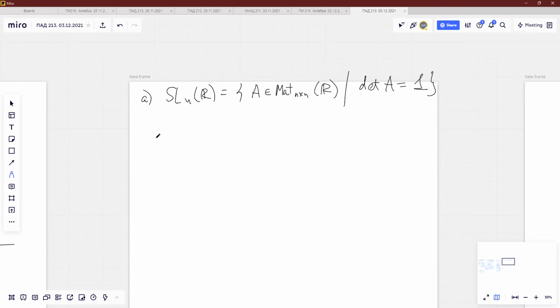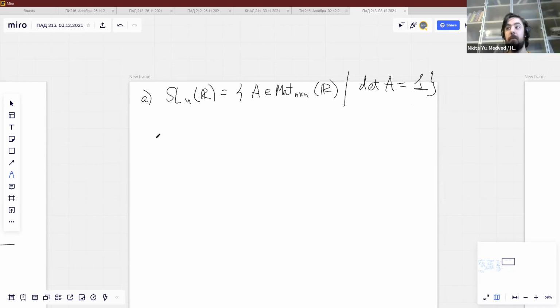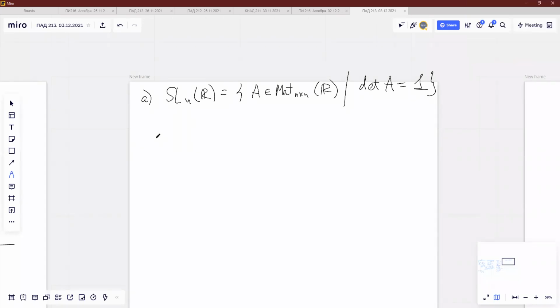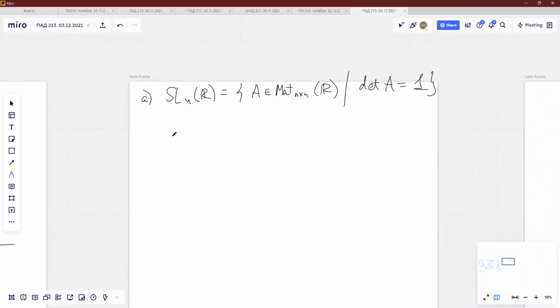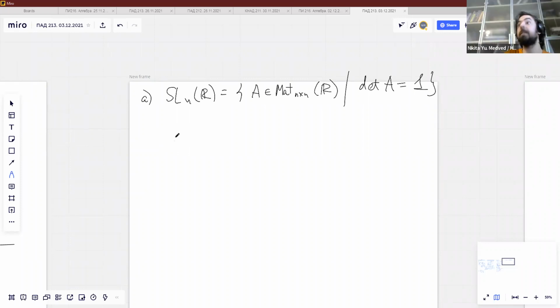This is a question for you. It's not hard. I guess no. Why? Because if we sum these matrices, we will get to the other field. Other vector space? Like the determinant won't be equal to 1. We will get outside of this set, right?